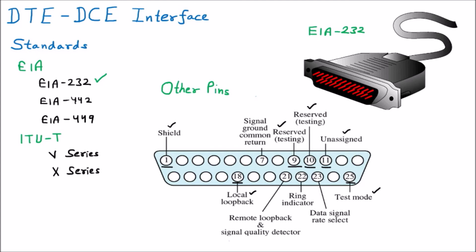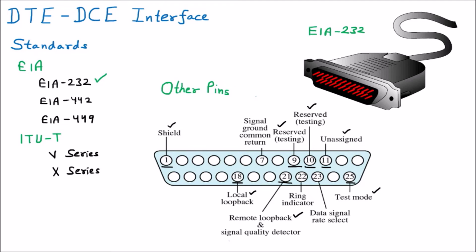There is also a remote loopback. Pin number 21 works for the remote loopback and signal quality detector. If locally you are checking the loopback, meaning data is going and coming back to you, pin number 18 is working. But remotely, if you are sending the data to a remote person and it comes back to you, that is called the remote loopback, and pin number 21 handles that.